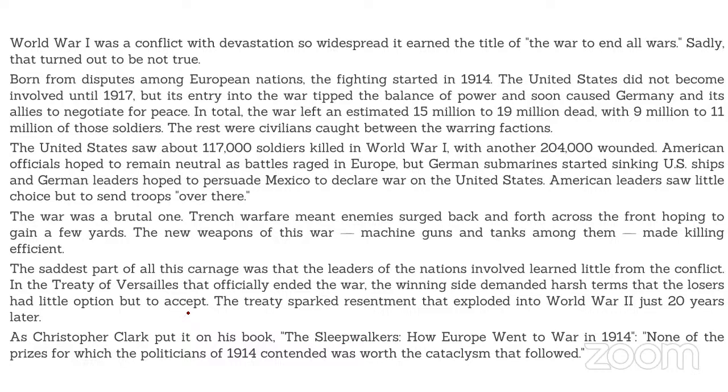All right. So the passage is about World War One. World War One was a conflict with devastation so widespread that it earned the title of the war to end all wars. Sadly, that turned out to be not true. Born from disputes among European nations, the fighting started in 1914. So, if you see the first line, can you tell me which is the most important line? Let me see. What do you feel?